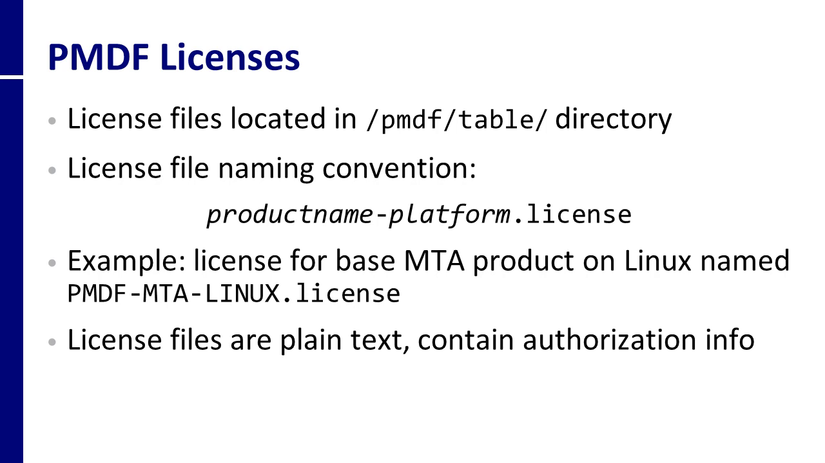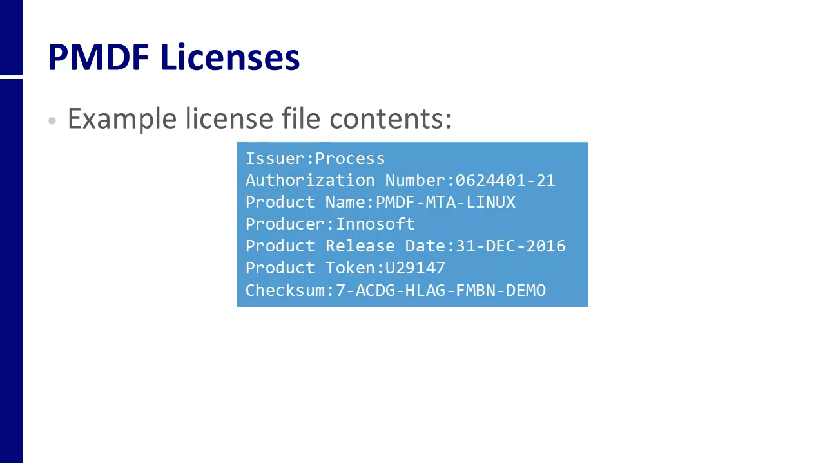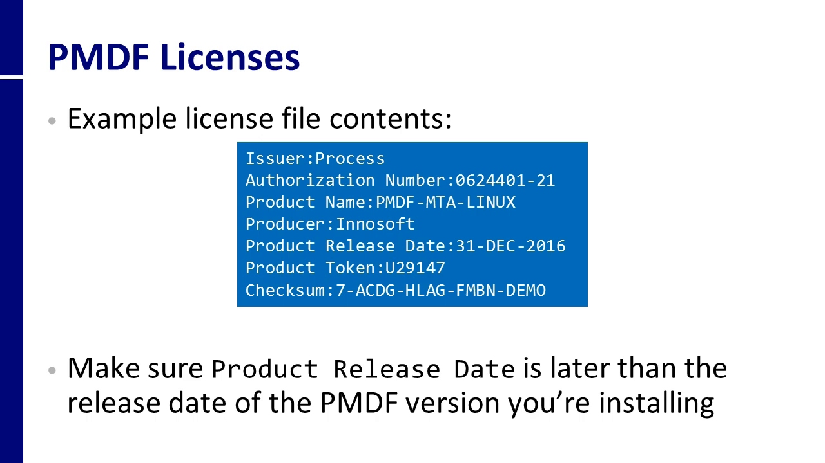The license files are plain text files that contain authorization information and a checksum. This is an example of what a license file should look like. You should have a separate license file for each PMDF product you plan to use on the system. Make sure that the product release date field inside the license is later than the release date of the upgraded version of PMDF you're installing.